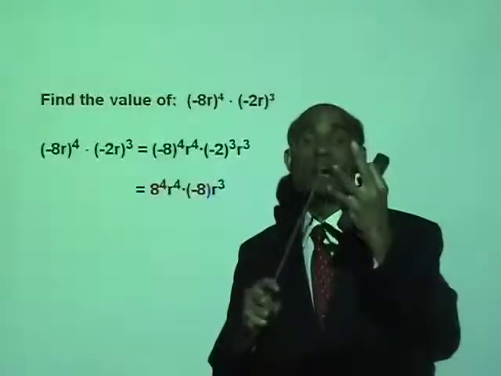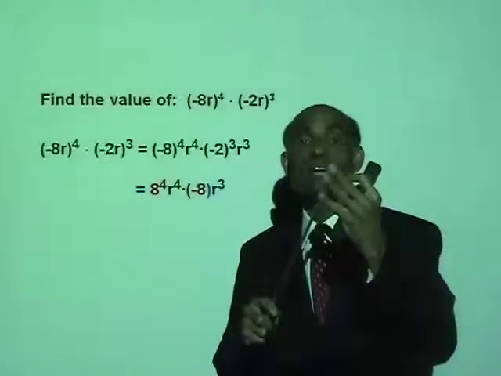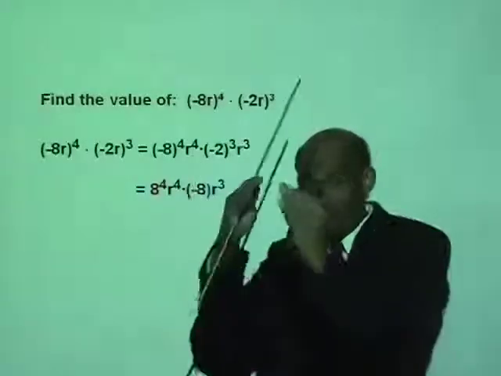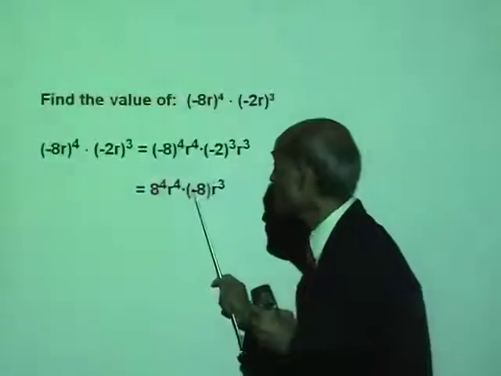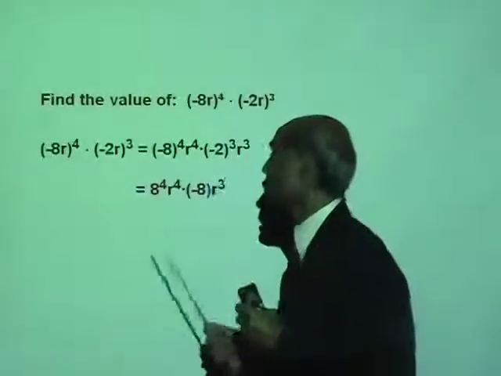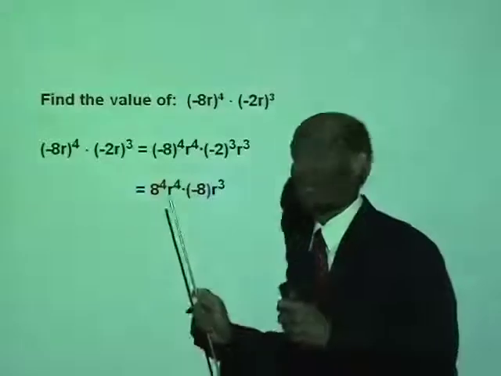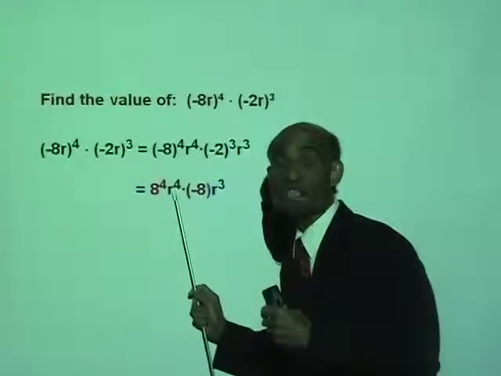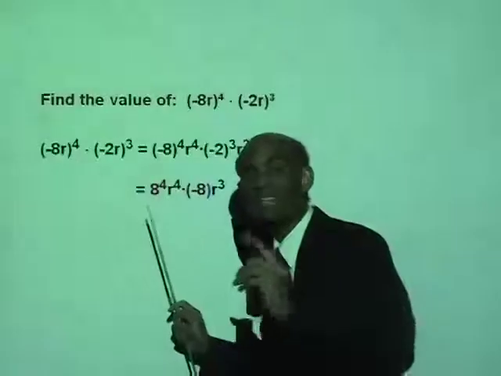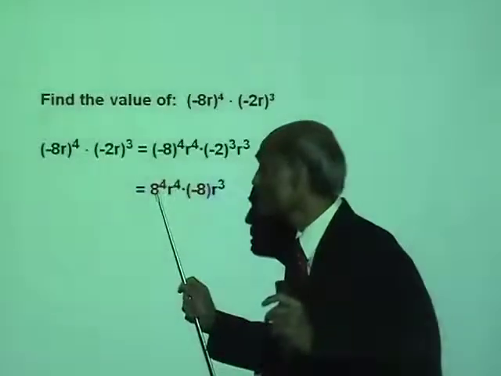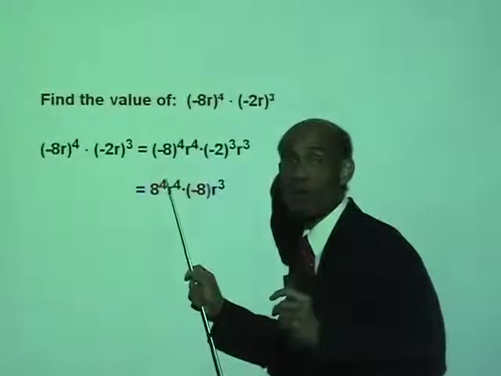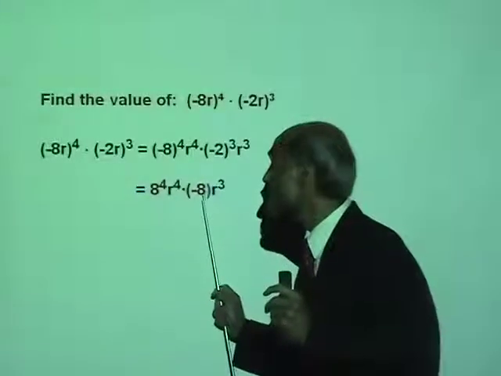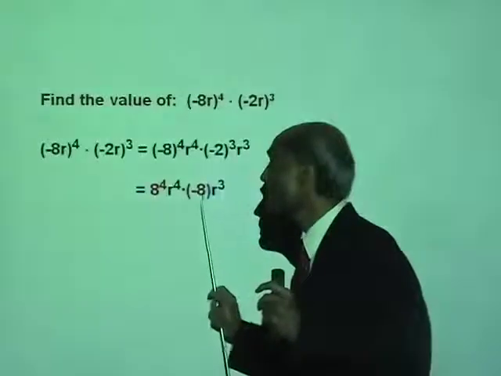Negative 2 times negative 2 times negative 2 is negative 8. Put that in the parenthesis. So this will be negative 8 times r cubed. Now, to simplify a quantity like this, you must combine like terms. If you notice, this is 8 to the power of 4, and this is negative 8. The bases are the same.